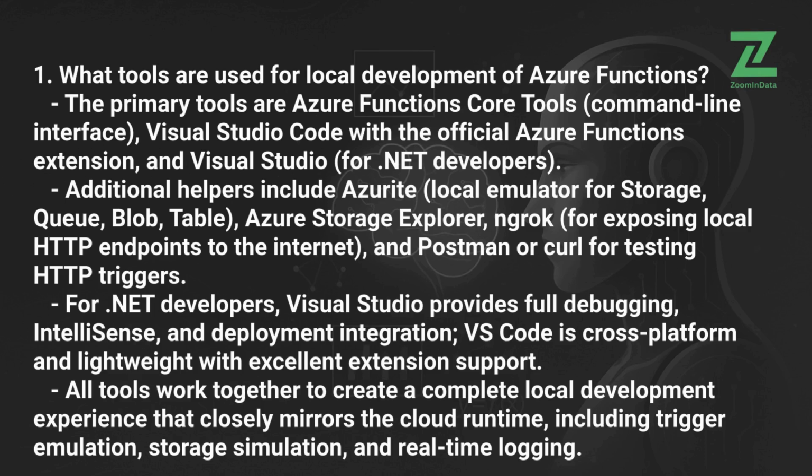1. What tools are used for local development of Azure Functions? The primary tools are Azure Functions Core Tools, the command line interface, Visual Studio Code with the official Azure Functions extension, and Visual Studio for .NET developers. Additional helpers include Azurite, the local emulator for storage, queue, blob, and table, Azure Storage Explorer, ngrok for exposing local HTTP endpoints to the internet, and Postman or curl for testing HTTP triggers.